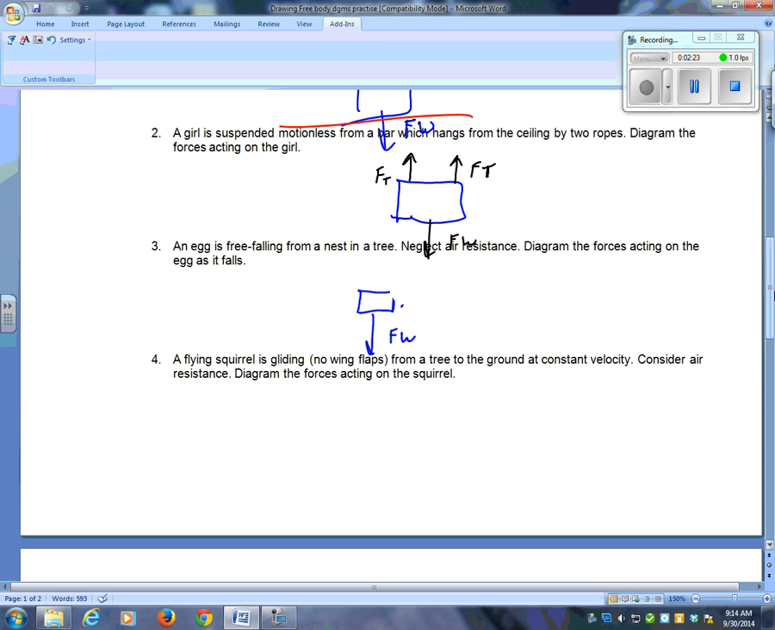A flying squirrel is gliding, no wing flaps, from a tree to the ground at constant velocity. When you see that in this type of problem, what does that indicate? Constant velocity. So a big flashing light. Warning. There's a net force of 0. Well done, Jake. The net force is equal to 0. So it says consider air resistance, diagram the force acting on the squirrel. So you should have weight force, and what are we going to call it? Air resistance or friction or something like that, right? And they should be equal.